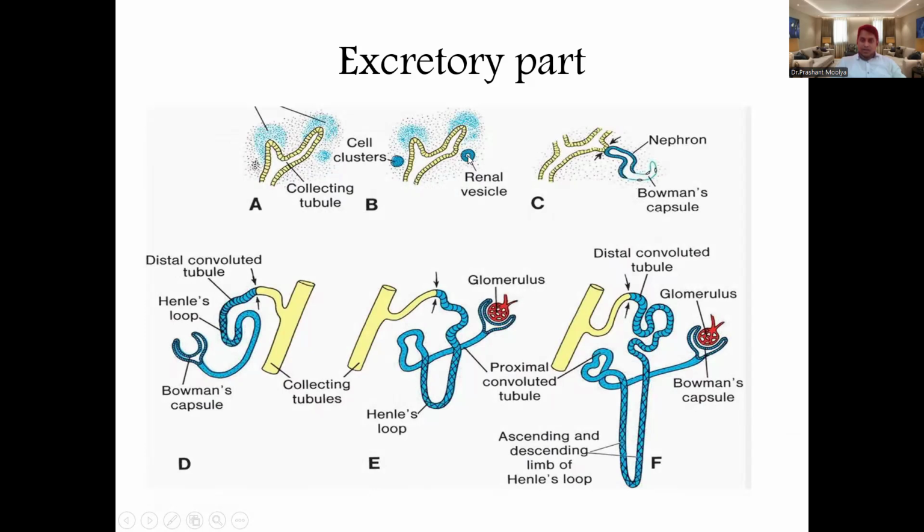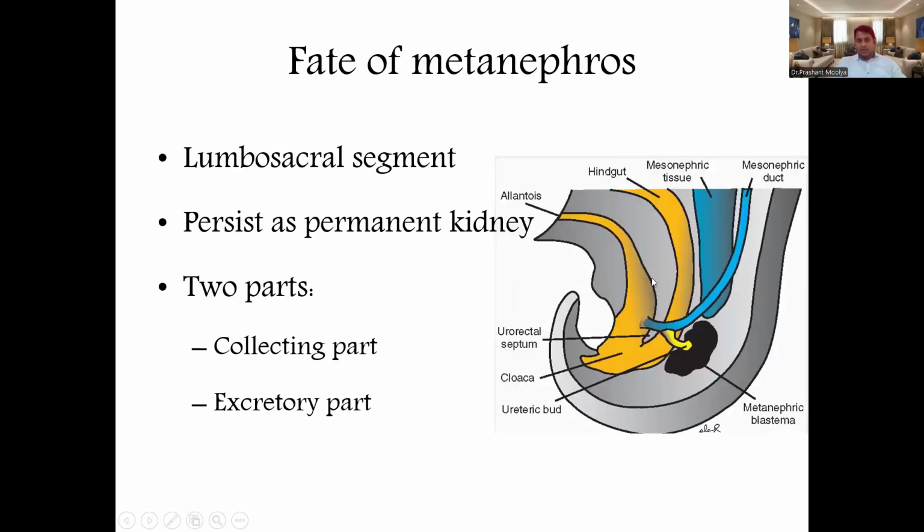This vesicle, which has a cavity inside, forms a pear-shaped structure, and then it further develops into an S-shaped structure, where the terminal end contributes to the formation of the glomerulus, which includes Bowman's capsule and the tuft of capillaries called the glomerulus. The rest of the part which extends forms the PCT and the loop of Henle, forming a definitive nephron. Thus, the kidney has been developed from these two components in the metanephric phase.